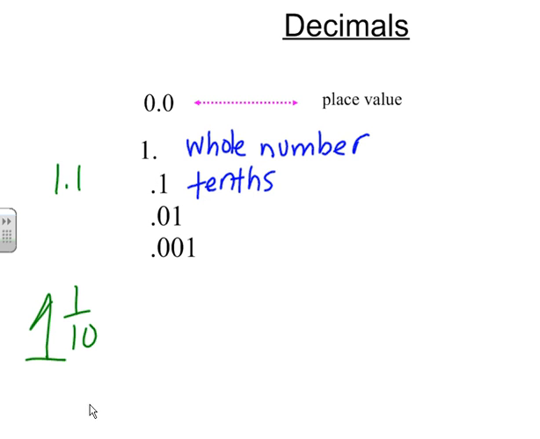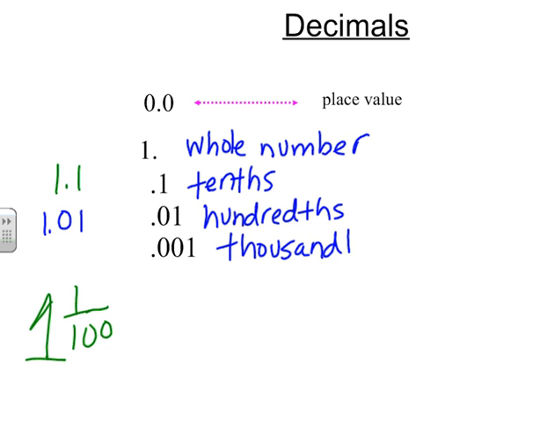1 and 1/10. We look at the next one here, that would be tenths. This would be hundredths. If I was trying to write the number 1.01, we would read that as 1 and 1/100. It would look like that. This last one here is the thousandth place. And you will notice that everything to the right of the decimal ends in THS. And if I wanted to write 1.001, we would read that as 1 and 1/1,000. And that's how it would translate from a decimal to a fraction.